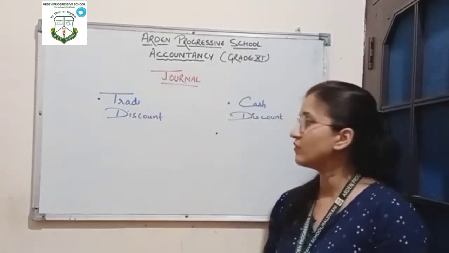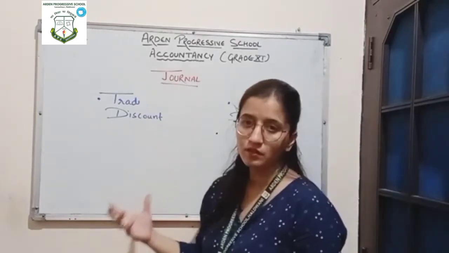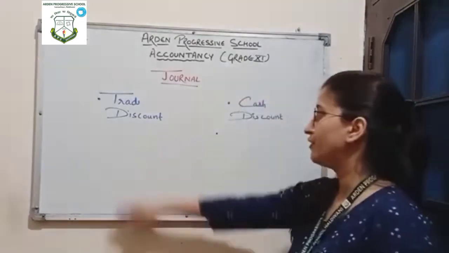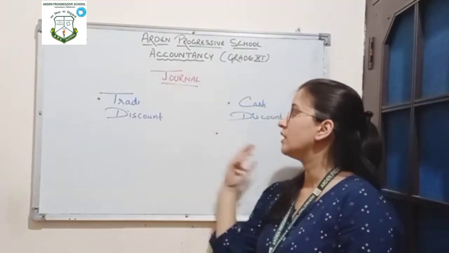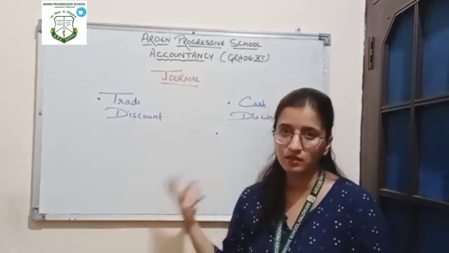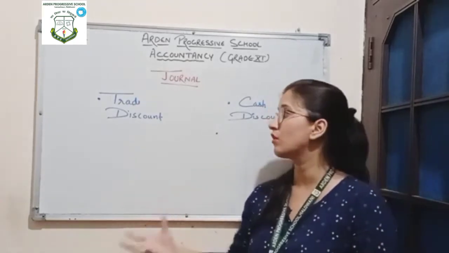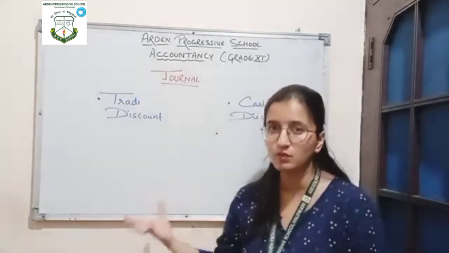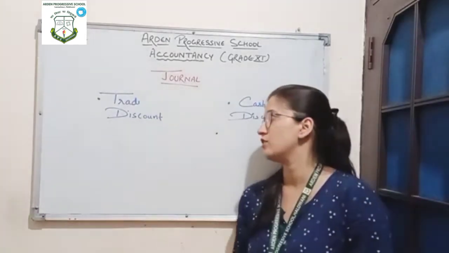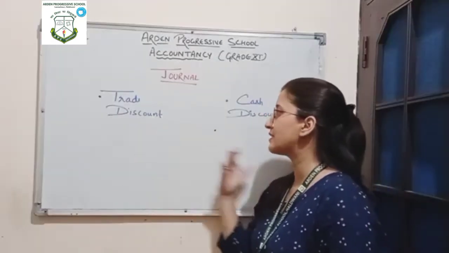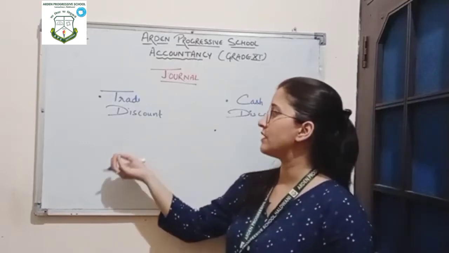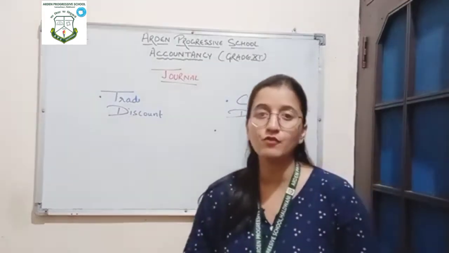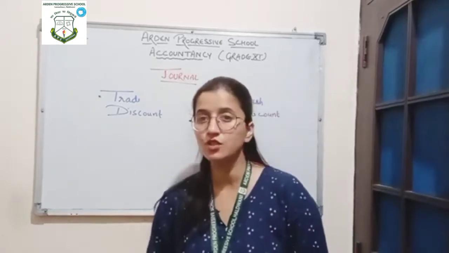Now there are two types of discount. We have already discussed it in the basic accounting terms. First is trade discount, second is cash discount. We'll be learning about the difference between these discounts and also how to record the transaction based on these discounts in the books of original entry, which is journal.